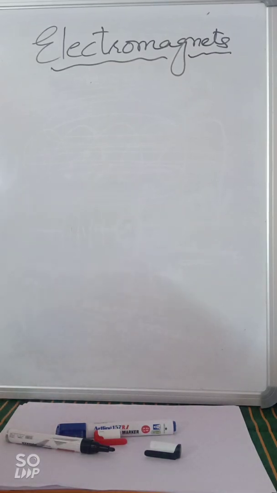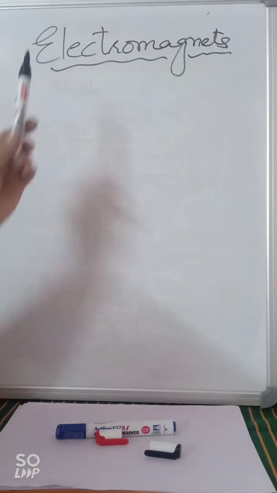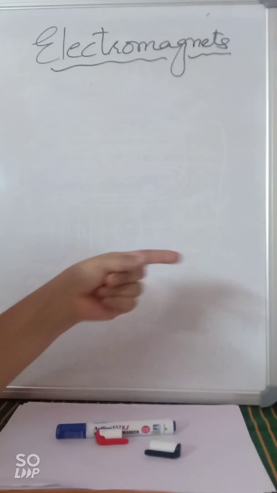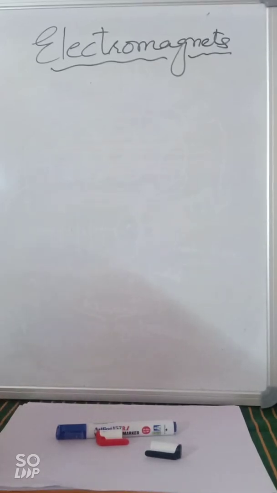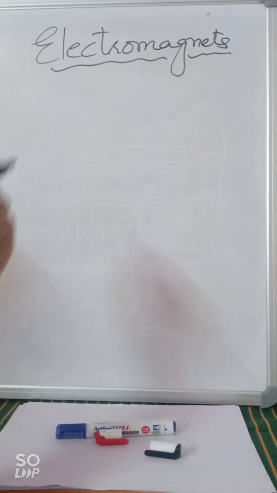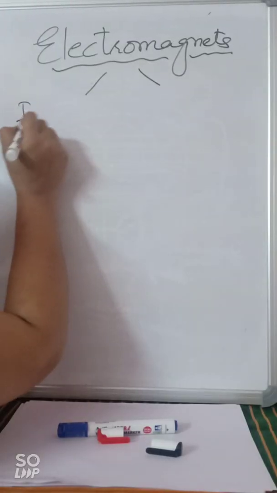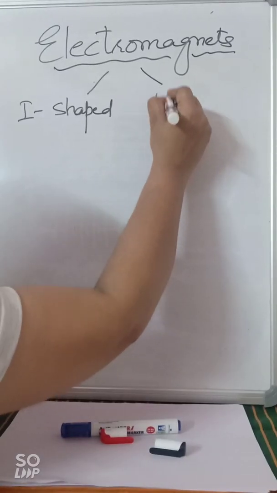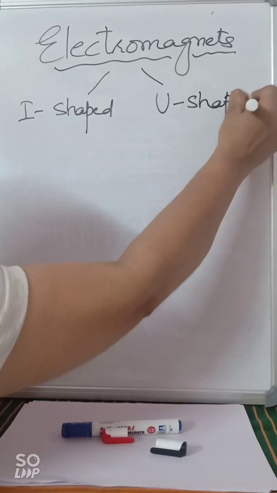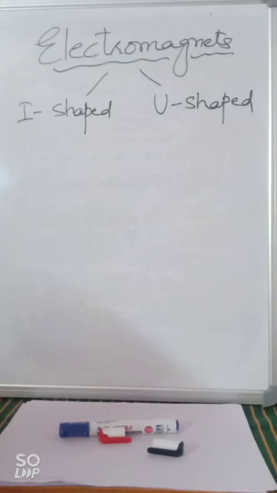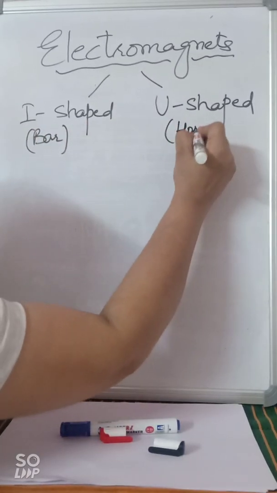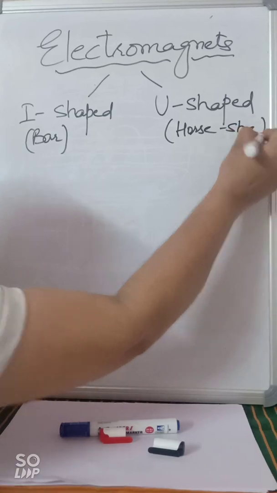So now let's define electromagnet. An electromagnet is a temporary strong magnet made by passing current in a coil wound around a piece of soft iron. So it is an artificial magnet, right? We have two types of electromagnets. We have I-shaped, and U-shaped. So we have the I-shaped electromagnet, or bar magnet as we also call it, and the other is U-shaped or horseshoe. This is known as bar magnet and this is known as horseshoe, right?